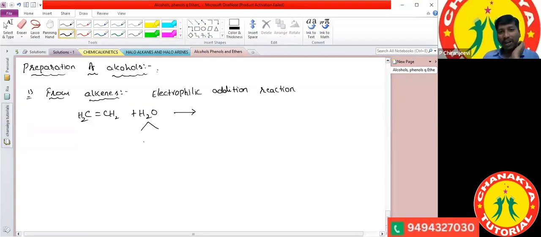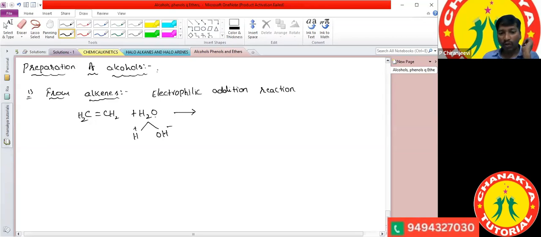Sai Akshit, what is meant by the electrophile? Positively charged ions are called electrophiles. Okay. And negatively charged ions are called nucleophiles. Positively charged ions are called electrophile and negatively charged ions are called nucleophile.